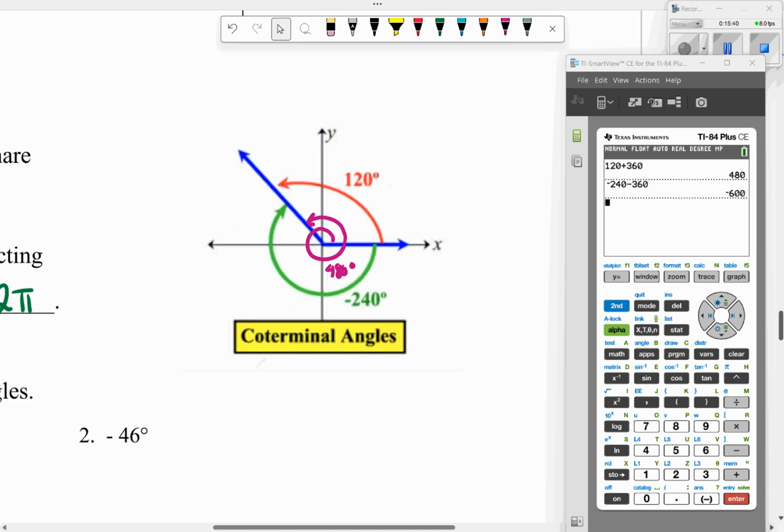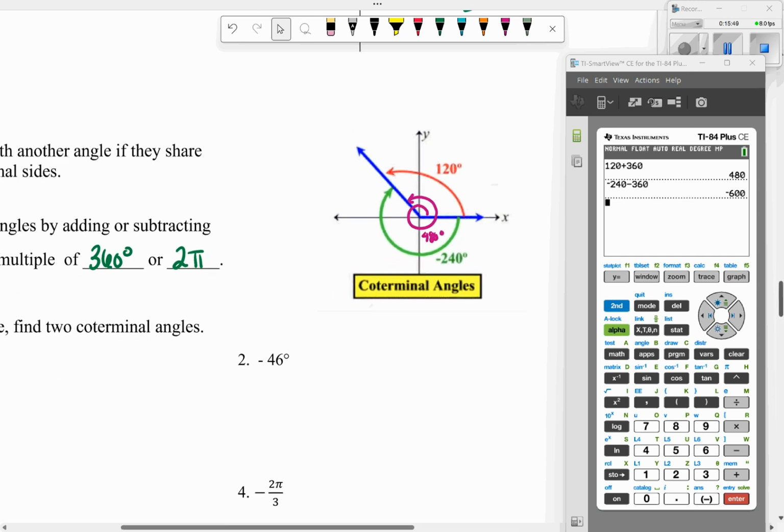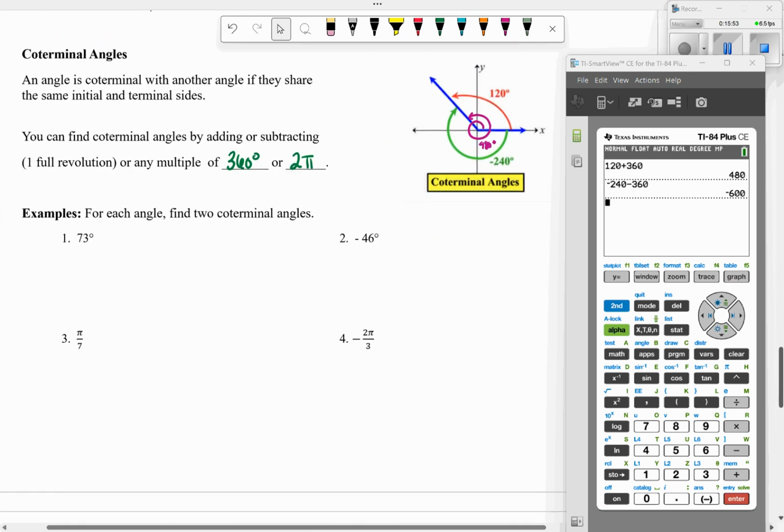So those are all called coterminal. And of course, because you can add or subtract 360 or 2 pi an infinite amount of times, there's an infinite amount of coterminal answers that you can have, or angles, I should say. So for these, it says, for each angle, find 2 coterminal angles. We're going to do one positive and one negative.